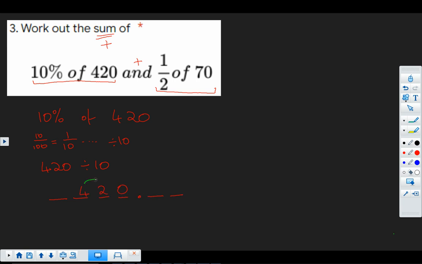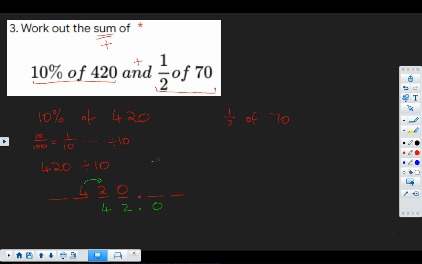We are dividing by 10. We are moving everything 1 digit to the right. So the 4 goes here, the 2 goes here, and the 0 goes here. The decimal point stays where it is.